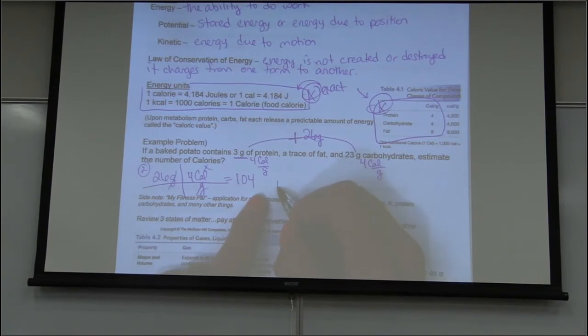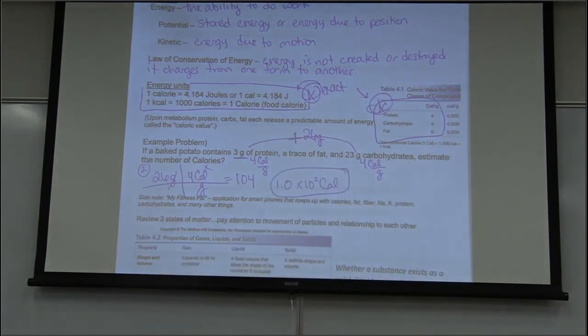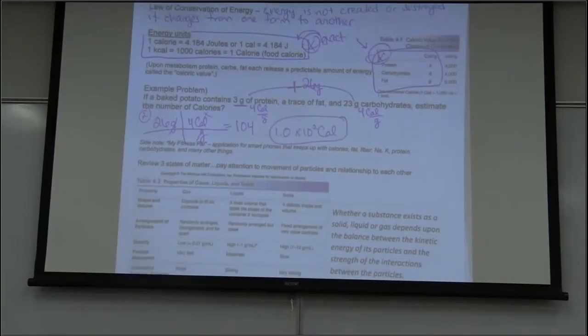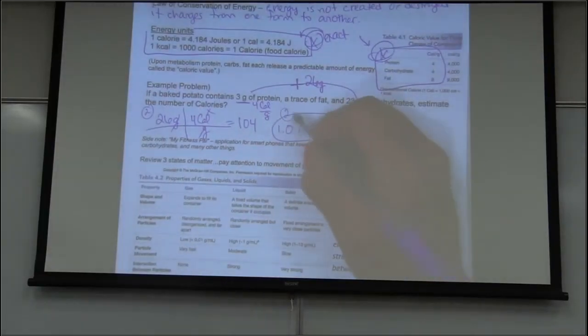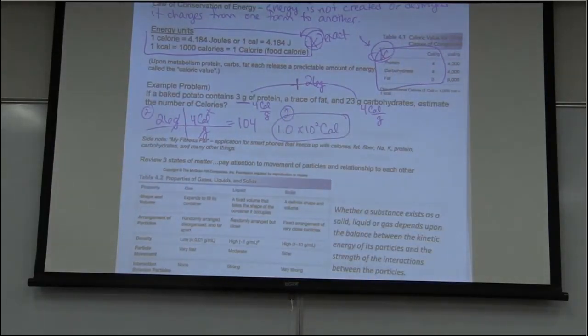Do I put 100? I can't. What do I have to write? 1.0 times 10 to the second big C calories. 1.0 times 10 to the second big C calories to have 2 significant digits. It has to be written that way.